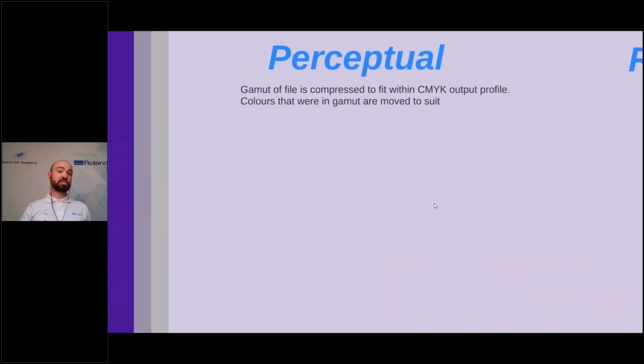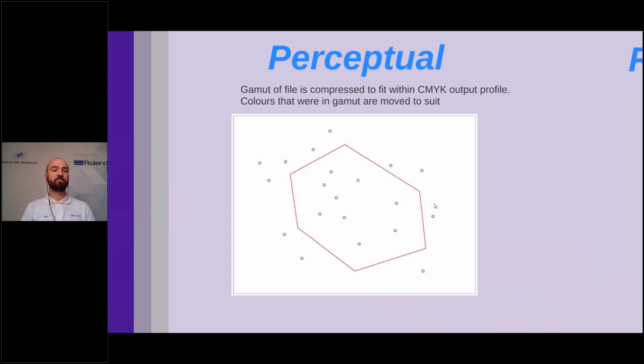So perceptual, this is also sometimes called compression, means that the gamut of the file is compressed to fit within the CMYK output profile, and the colors that were out of gamut are moved to suit. So I've created these visuals here. If we imagine that the red shape that you can see on your screen is your printer profile, that's the amount of colors, this is the gamut of your printer. So anything within that color space, your printer can print. And all of these tiny dots that we've put into this image represent the different colors from an image or from a file. So you can see that some of those colors fall outside of the printer profile gamut.